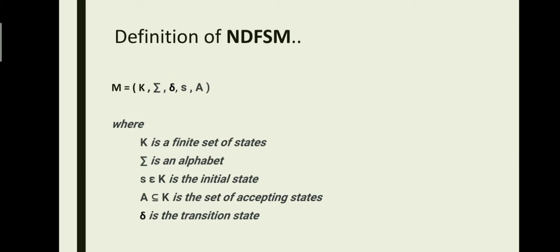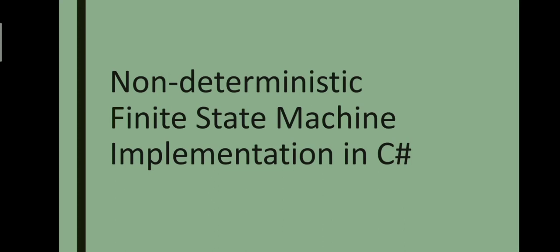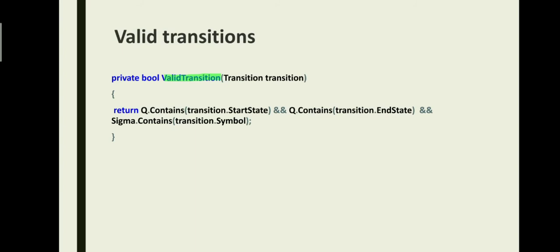Now let's move to the next slide. It's very interesting here because we are going to learn about the implementation of the NDFSM algorithm in C# language. It is similar to Java. Okay, let's see the first part of the code. Let me start with something simpler. That is, valid transition.